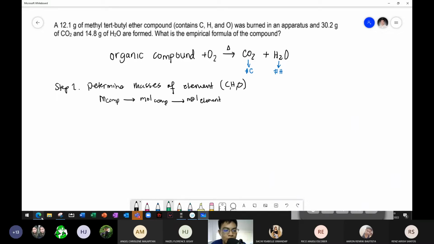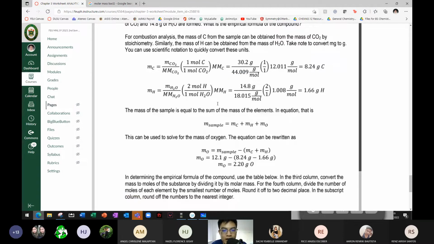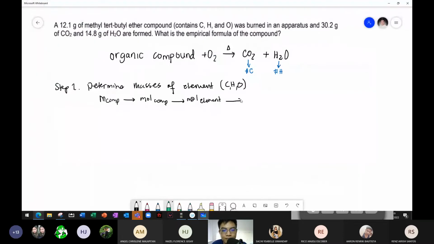Yung nilagay ko sa worksheet, diretso siya sa mass. Okay. Kailangan din pala natin yung mass, sorry. Pero pwede na rin yung mole ng element mismo. Especially kapag carbon, hydrogen lang yan. But since we need oxygen, we need the mass of the element. Okay. So, we have 3 elements to determine.